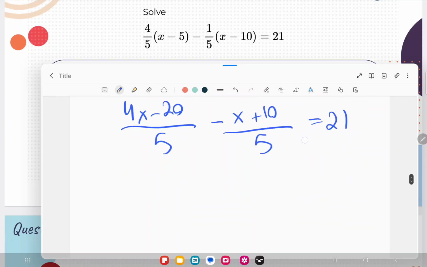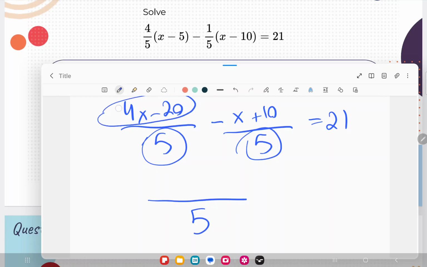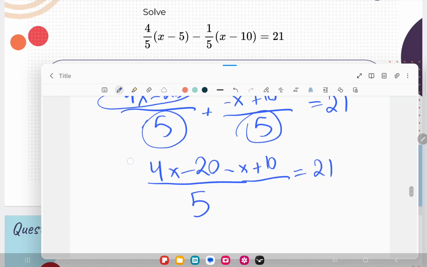to 21. So now since I have the same denominator over here, I'm going to end up with 5, and whatever is over here, I'm going to add it with whatever is over here. Now this minus goes to x. It doesn't go to minus x plus 10. So maybe a better way to write this one, it's always better to clarify what you are doing. So plus, minus, okay. So 4x minus 20 minus x plus 10 is equals to 21.